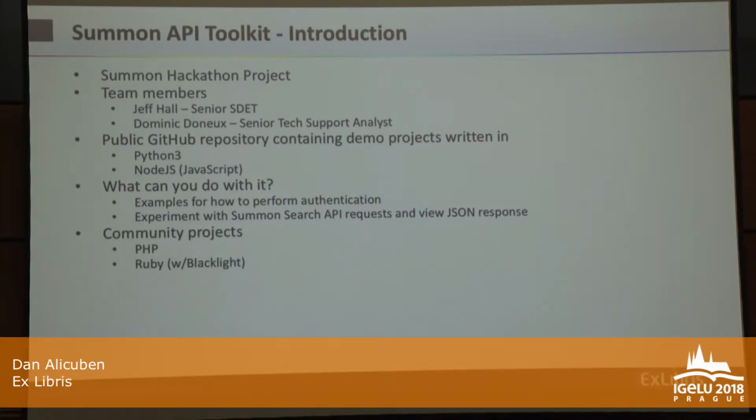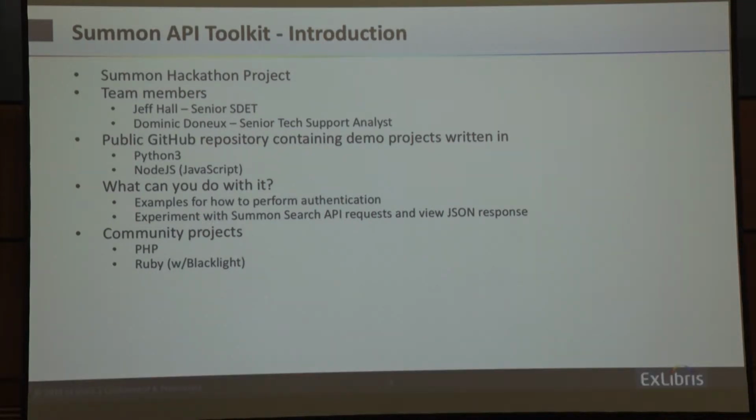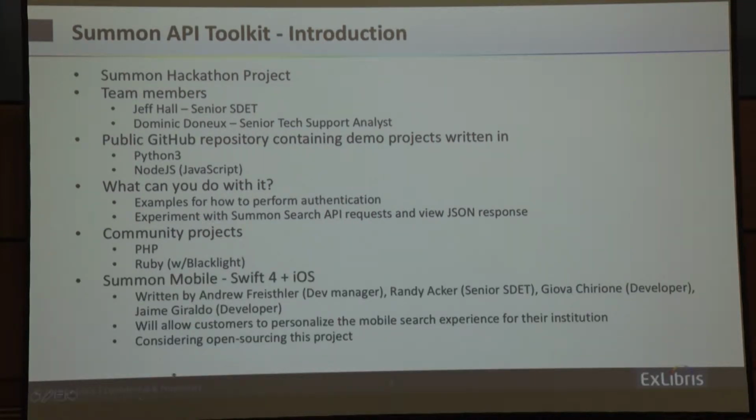In the GitHub repo, there's also some community links out to some community projects written in PHP as well as in Ruby with Blacklight. And another notable thing is in our hackathon, one of our teams built a Summon mobile project, which is built on Swift 4 for the iOS platform. This is written by a few of our developers as well as one of our dev managers. And this will allow customers to personalize the mobile search experience for their institution. And we are considering open sourcing the project. So be on the lookout for that in the next few months.